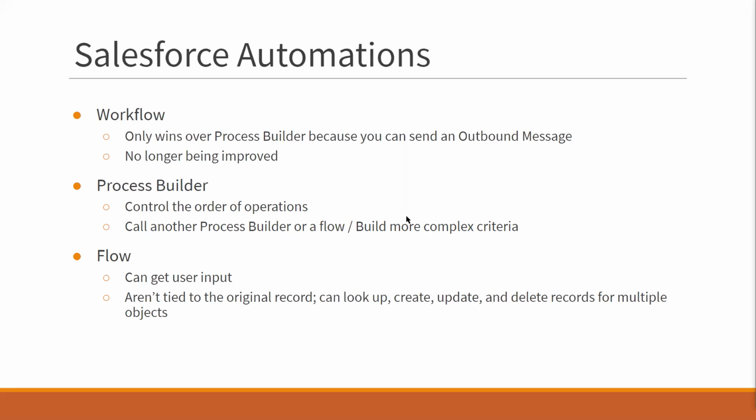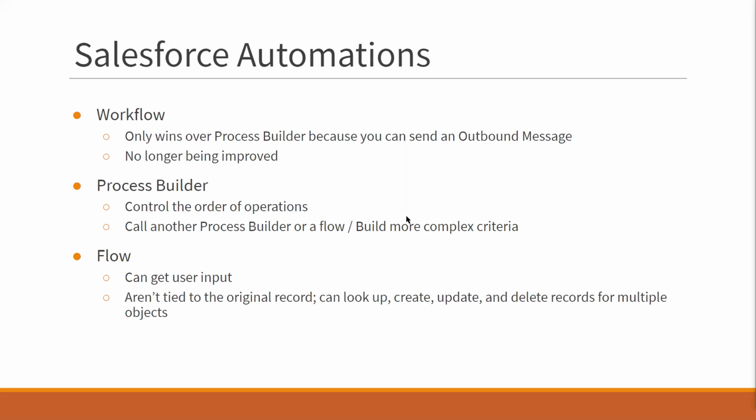Process Builder is also great because you can have more complex criteria. Workflow is just, if this happens, then do this. With Process Builder, you can have, if this happens and this is true and this is not true, I want this thing to happen over here. So you have that more complex criteria, so your automations can be more robust. And the other great thing about Process Builder is you can create a record with it. Again, you cannot do that with workflow.